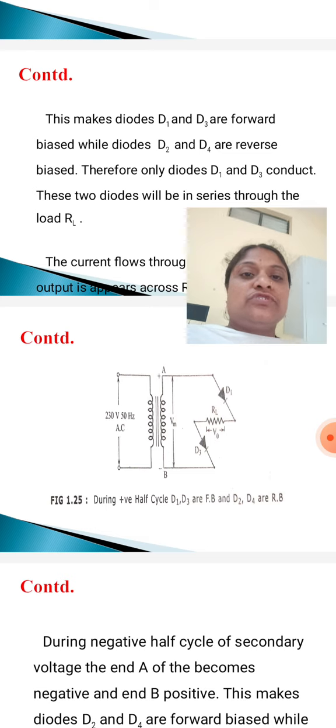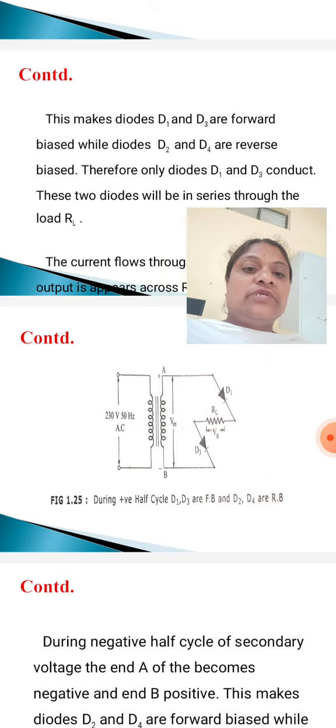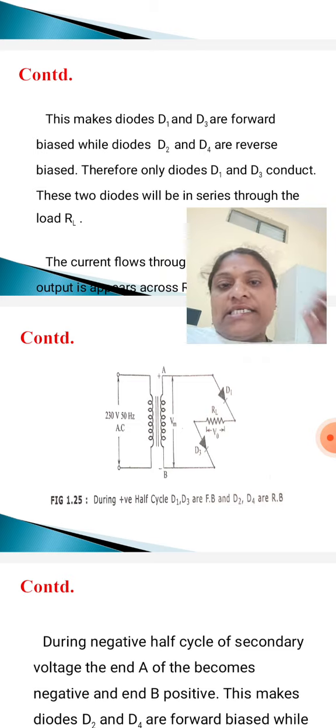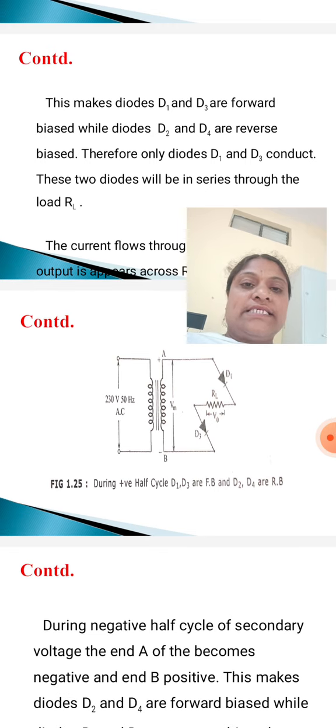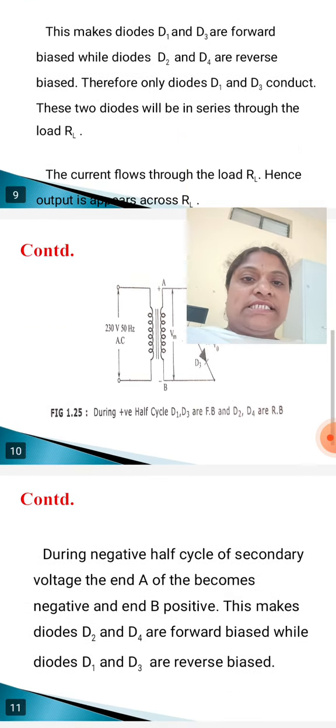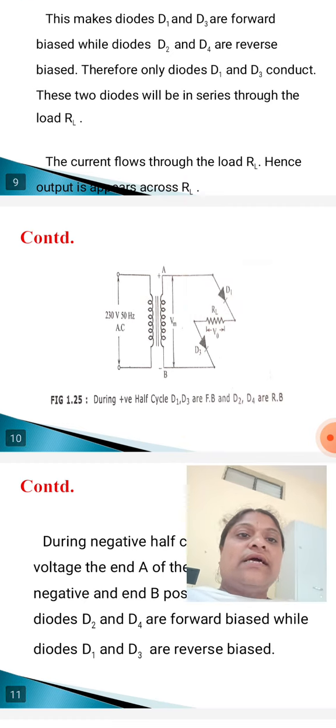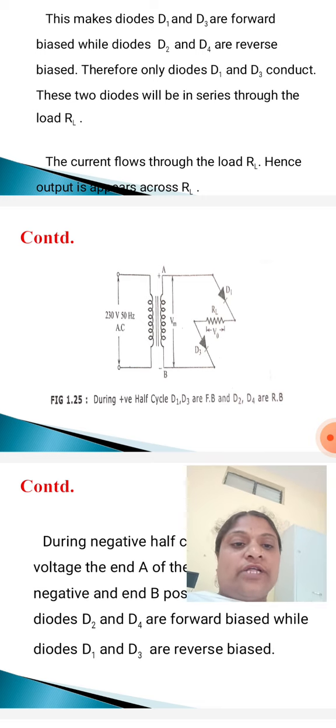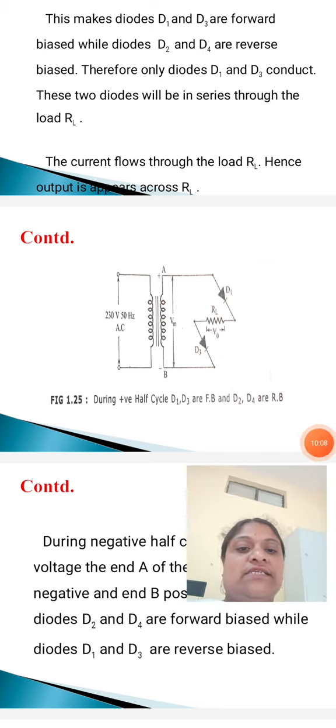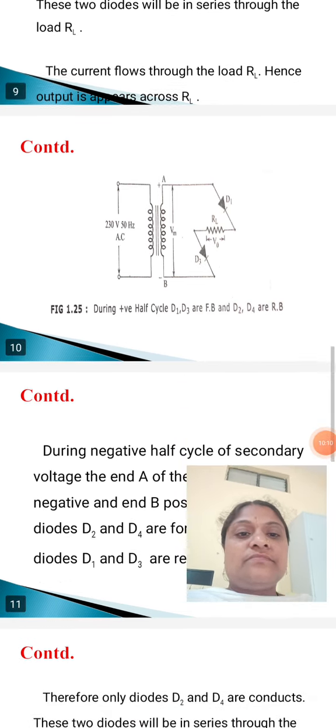There is no current flow through D2 and D4. D1 and D3 are forward bias, so they act as closed switches. Then the current flows through D1 and D3 in series direction through the load resistor RL. The output appears across the load resistor. Okay, this operation is understood.